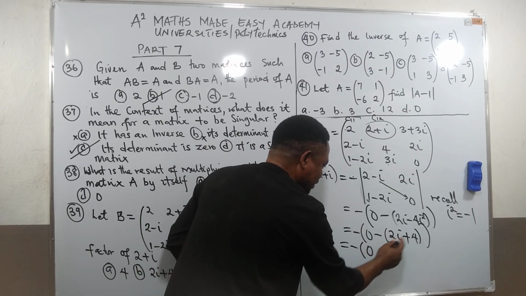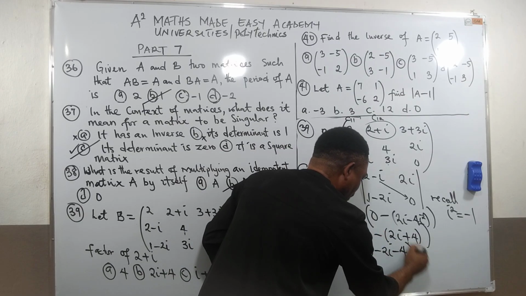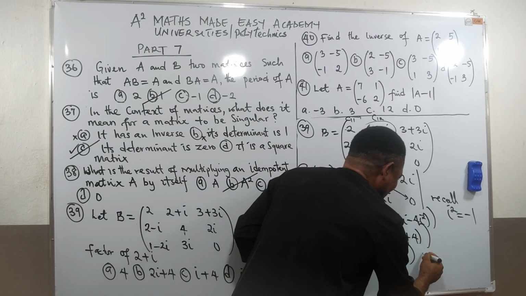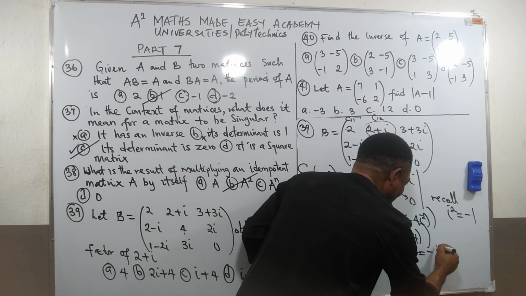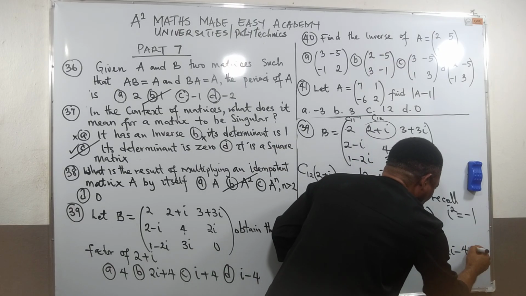Open the bracket. This times this is minus 2i. This times this will give you minus what? 4. Close the bracket. Now what do you think the answer is now? It becomes equal to minus, open. Now this one will now be minus 2i, then minus 4i.